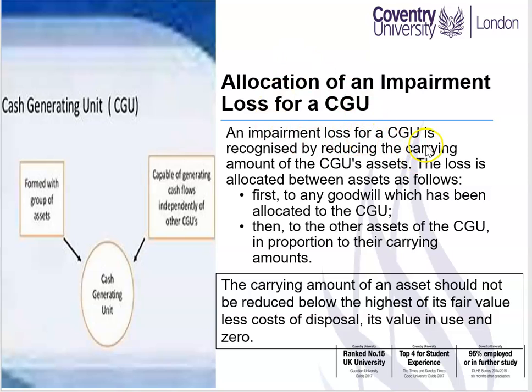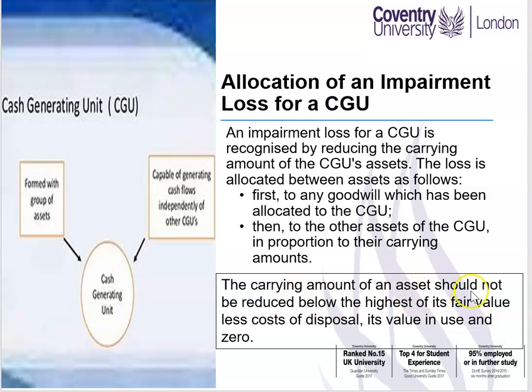Well, an impairment loss for a cash generating unit should be recognized by reducing the carrying amount of that unit's assets. But you allocate it between the assets in the unit. First of all, you set it against any goodwill within that unit. You write off the goodwill until there's nothing left. If there's still more loss left after writing off the goodwill, then the balance of the loss will be allocated between the remaining assets in proportion to their carrying amounts on a pro rata basis.